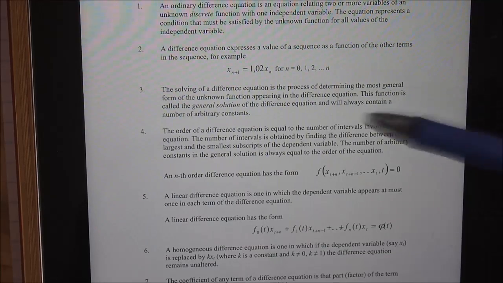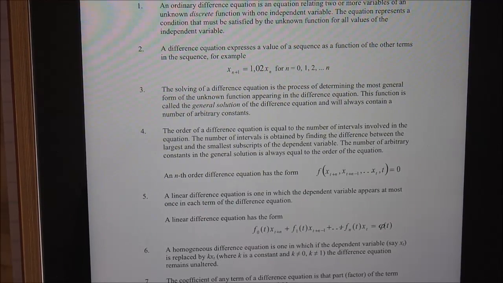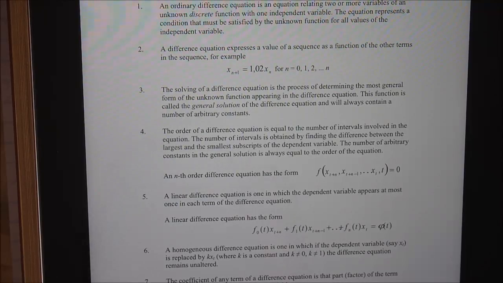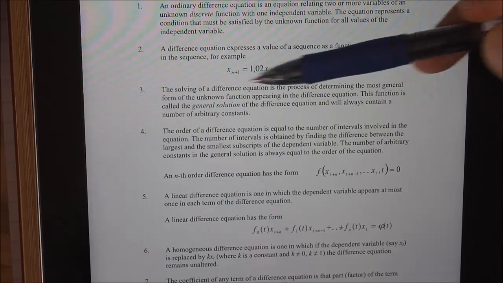So the fourth point here that we need to note is that the order of the difference equation is equal to the number of intervals involved in the equation. Okay, so this example here, x_{n+1} and x_n.